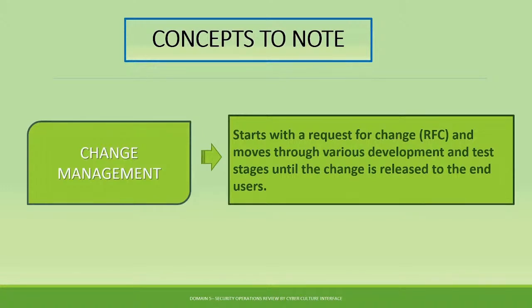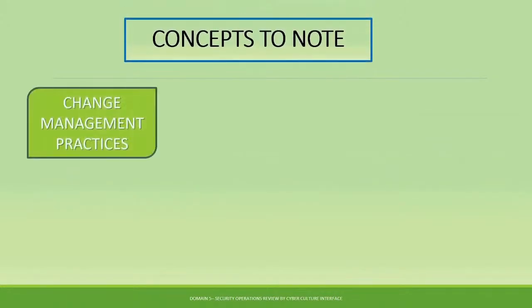Why do you want to do that? There must be a request, there must be a need, there must be something that is requesting the change. And then when this request for change comes up, it must be passed through a series of development and tests. So within Certified in Cybersecurity, or when you are talking about security operations, which is Domain 5, you need to understand how change management occurs and how it is implemented.